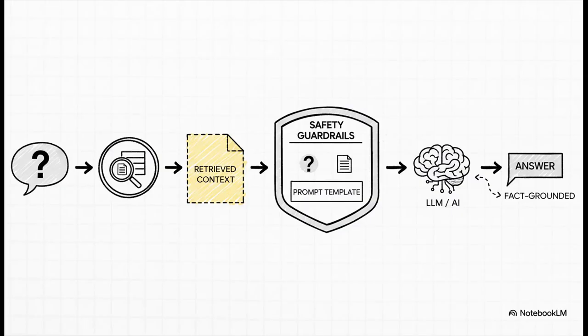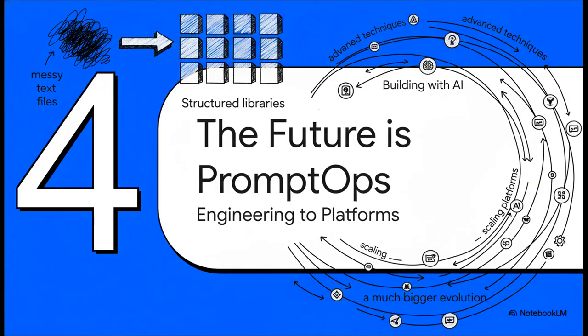And this is where it gets really serious. In big enterprise apps that use techniques like retrieval augmented generation, or RAG, where the model looks up information before it answers, these structured templates are absolutely essential. See how the template has strict rules like use only the context provided? This is how you build safety guardrails, you make sure the answers are based on facts, and you create reliable, production-ready AI systems. So we've come a long way, from messy text files to organized libraries and advanced techniques.